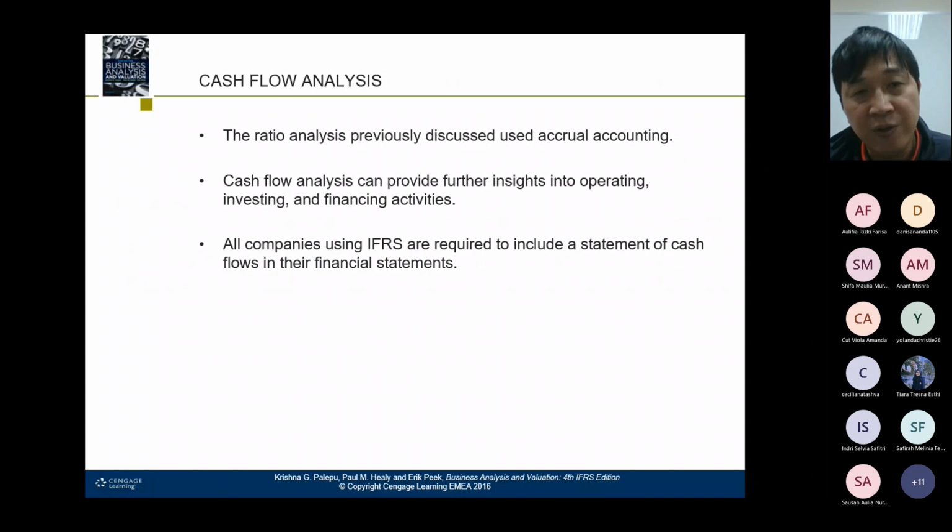Okay, so next, the ratio analysis previously discussed used accrual accounting. Cash flow analysis can provide further insight into operating, investing, and financing activities. Our companies using IFRS are required to include a statement of cash flows in their financial statements.